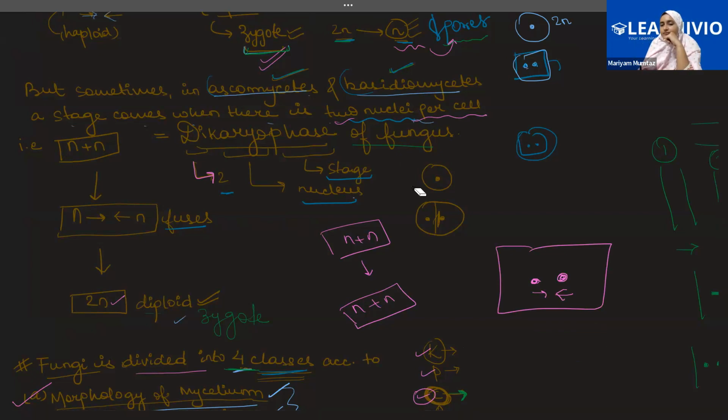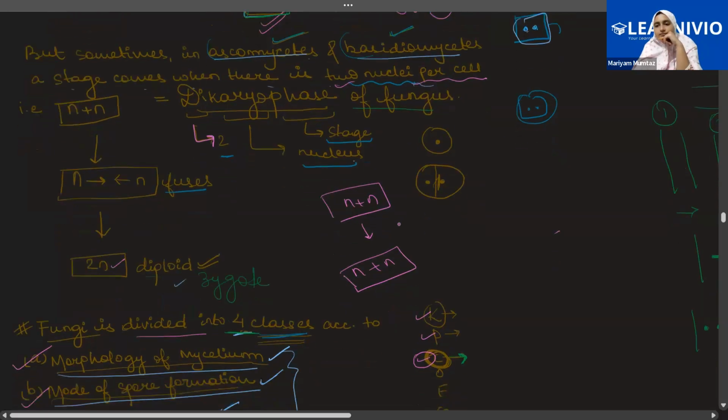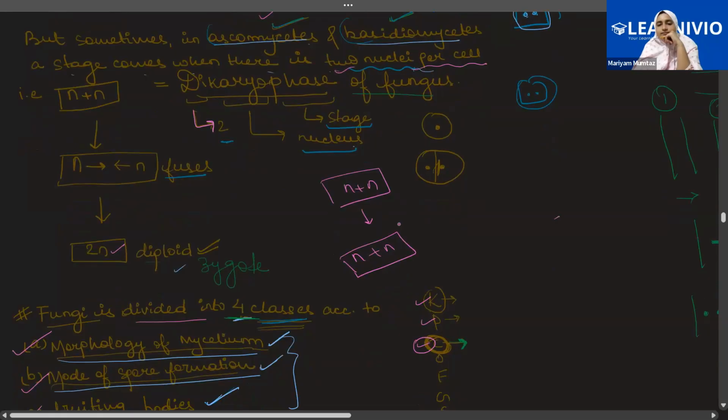Any doubts? Do you want me to go slower? Because this is the first time you're studying this. Do you want me to go slower? No? Mm, it's right.